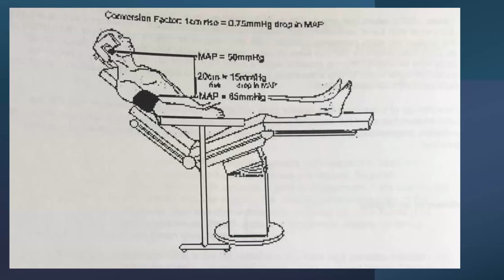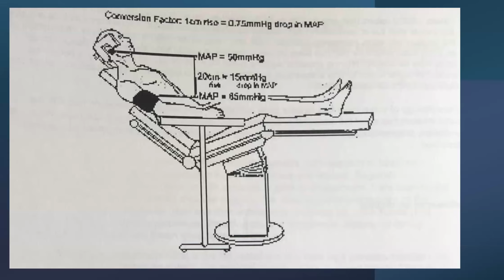Cerebral perfusion pressure is mean arterial pressure minus the ICP, which is the intracranial pressure, or the CVP, which is the central venous pressure. Generally, a ballpark figure for the normal ICP in an adult is about 10 to 15. So if you've got a mean arterial pressure of 75 minus 10, you're sitting on 60. That's generally okay.